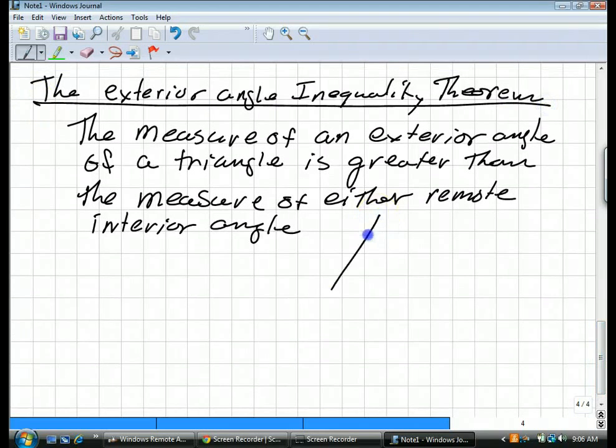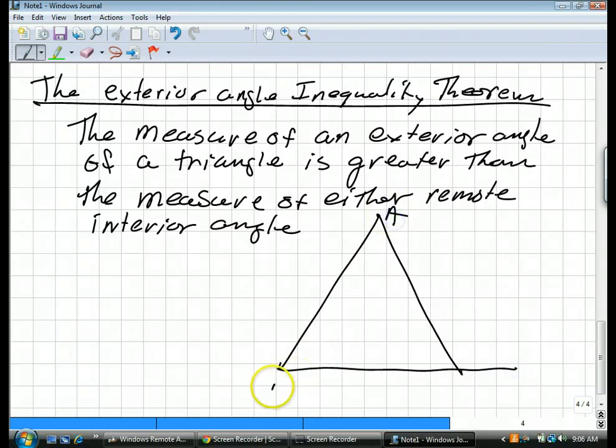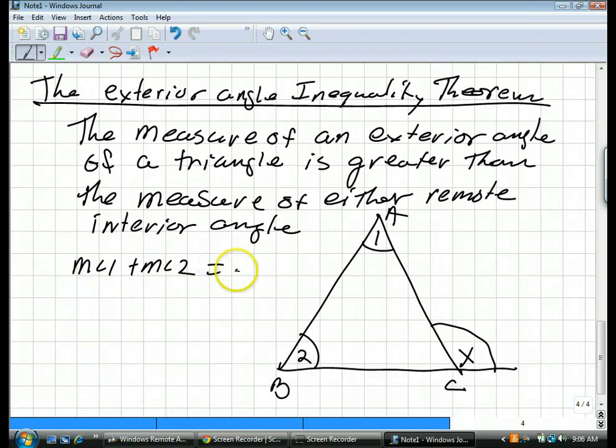Okay, so what it's saying is we have some triangle A, B, C, and we have exterior angle X. Well, remember that this exterior angle is equal to the sum of the two remote interior angles, which would be this angle, we'll call it angle 1, and this angle, we'll call it angle 2. So we know that measure of angle 1 plus measure of angle 2 has to equal measure of angle X.